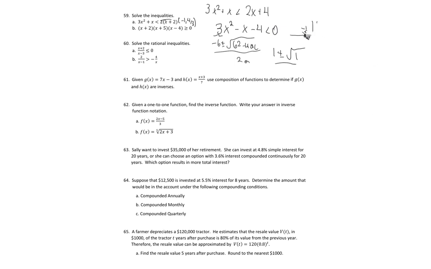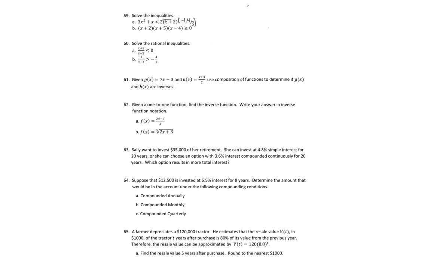Going on to the next one. It is x plus 2 times x plus 5 times x minus 4 is greater than or equal to 0. In order to figure out this one, it's given to us factored. So I'm going to say our zeros are at negative 2, negative 5, and 4. And I'll make a number line: negative 5, negative 2, and positive 4.